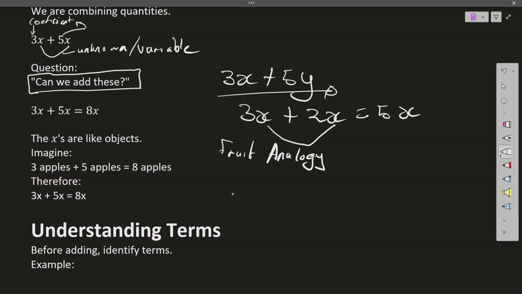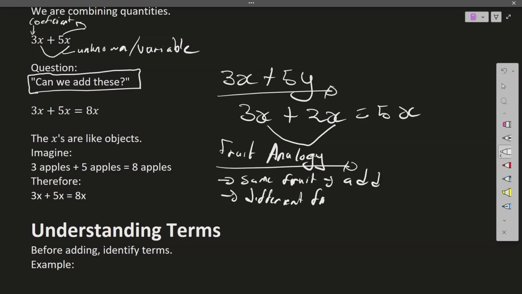Okay, the fruits analogy says if we have the same fruit, we can add. Same fruit, you add. Different fruits, you leave them like that. Okay, different fruits, you leave the expression as it is.